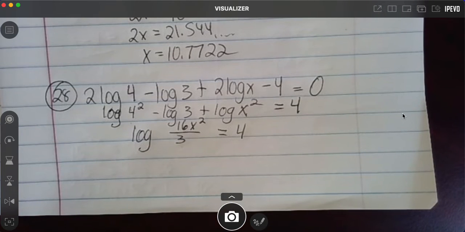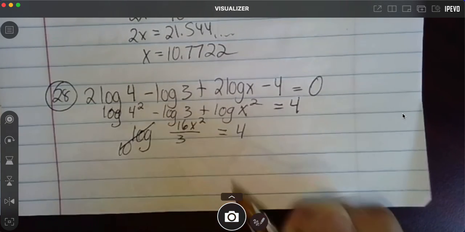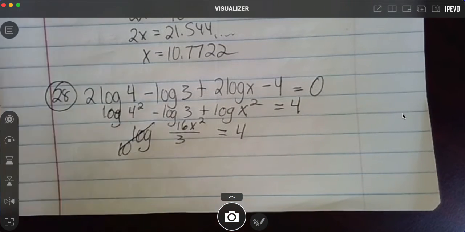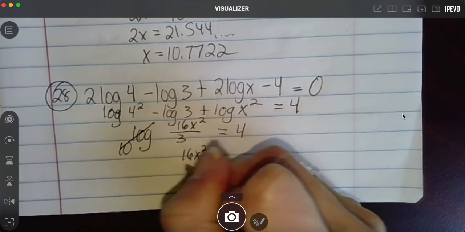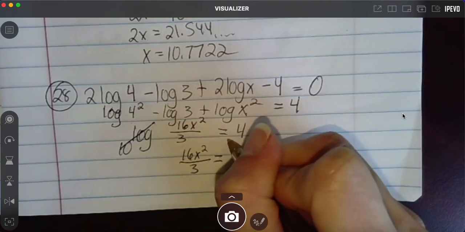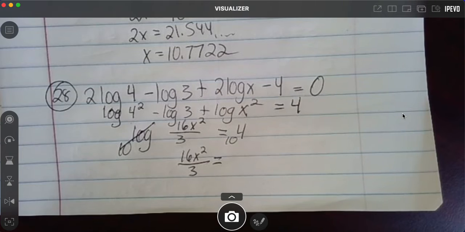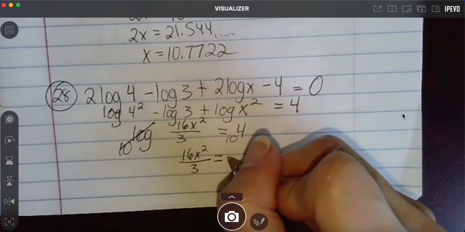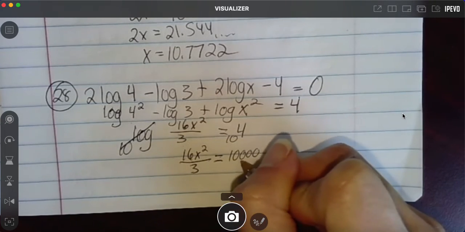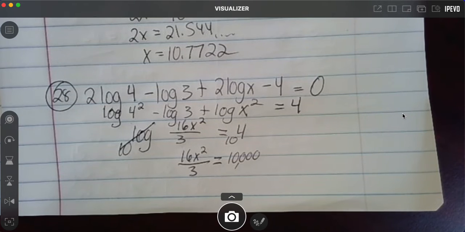Now, what do I do to get rid of the log? Base 10, so it cancels out over here. I get 16 x squared divided by 3, and then I have 10 to the 4th power over here. What is 10 to the 4th power? 10,000. I'm going to just go ahead and write that. Then what do I do? Multiply by 3 and divide by 16. Or you could flip it.